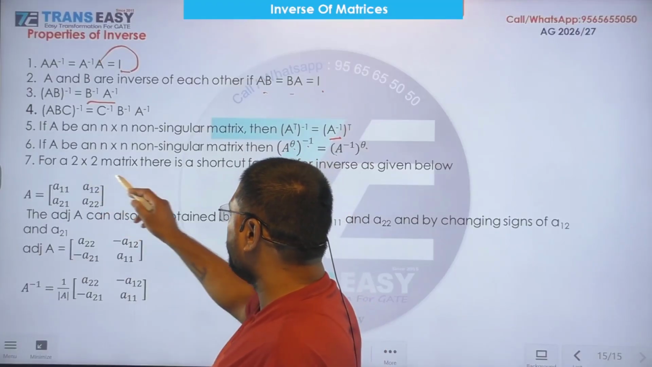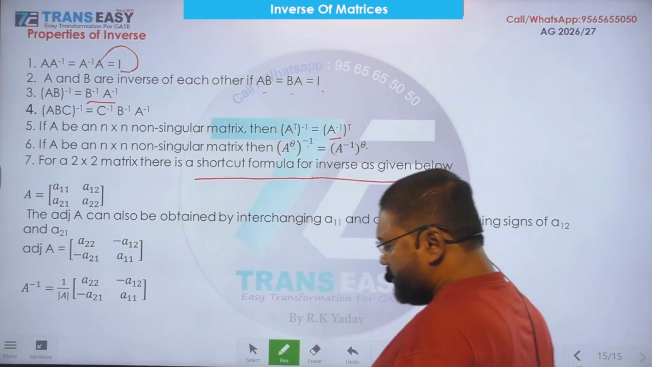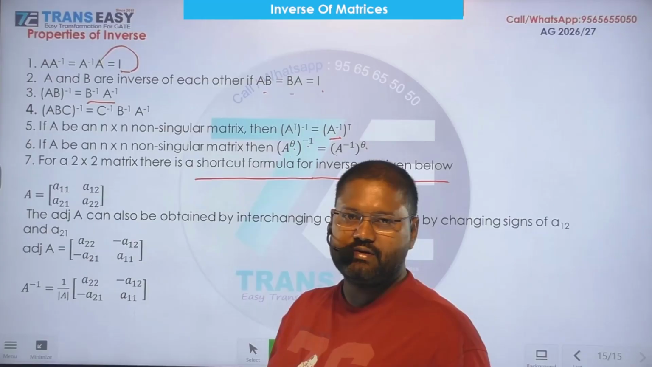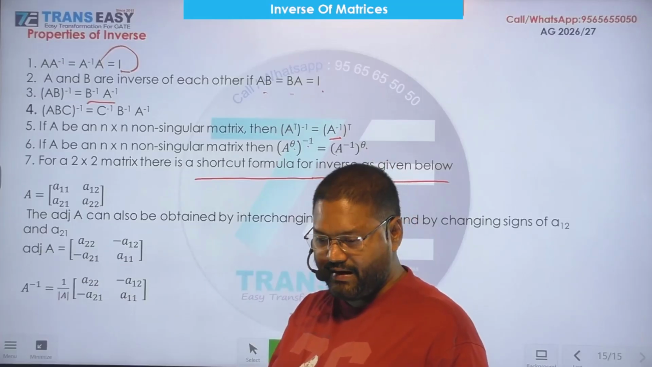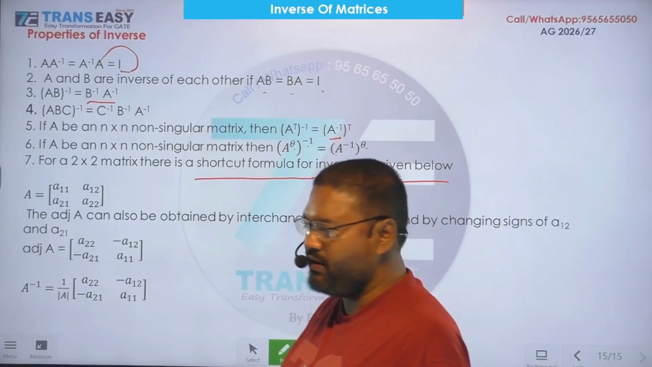For 2:2 matrix, there is a shortcut formula for inverse. Yes, for 2:2 matrix, we know how to find adjoint. Interchanging principal diagonal elements and changing only the sign of off diagonal elements, we get adjoint A directly, and its determinant value is very simple, right?